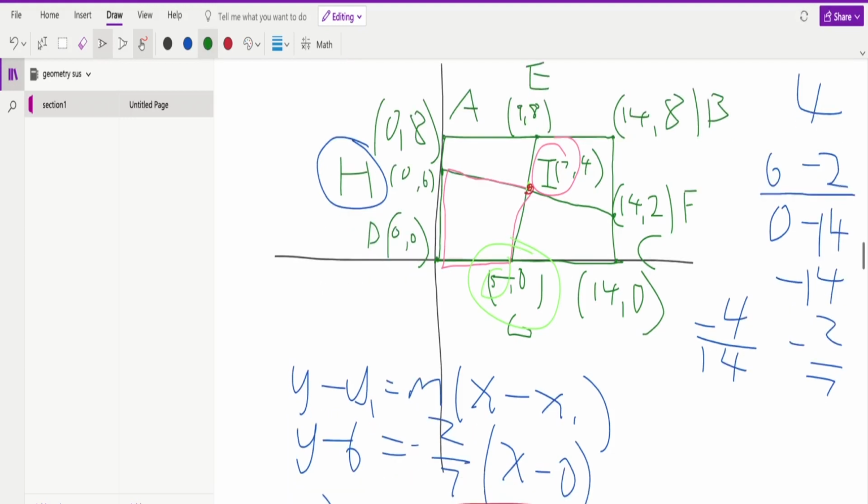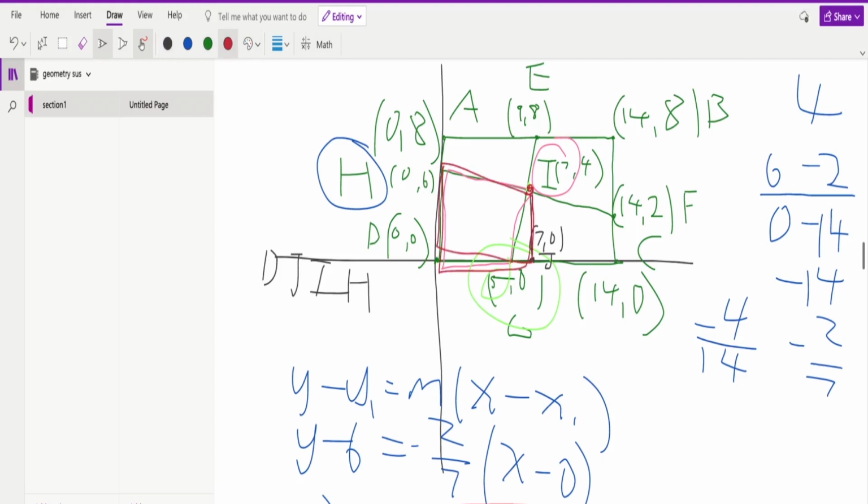And now we know that I is 7, 4, we can solve for the area. And now how do we do that? What I'm going to do is draw a line from I straight down to here, and what this point is going to be is 7, 0. So 7, 0, and we'll call this J, point J. Yeah, point J is at 7, 0. And we can solve for the area of DJIH pretty easily since it's just a trapezoid.